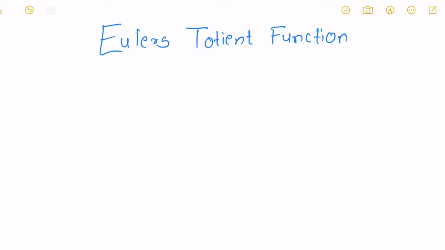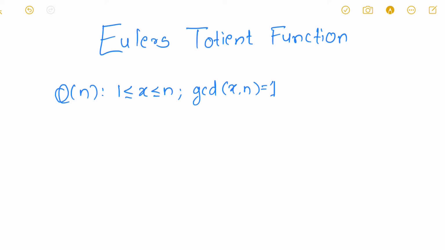Euler's totient function counts the number of positive integers less than or equal to a given integer n which are relatively prime to n. So it is represented by phi of n. Basically, phi of n means the number of integers x greater than or equal to 1 and less than or equal to n such that GCD of x comma n is equal to 1. So let's take some examples to understand this more.